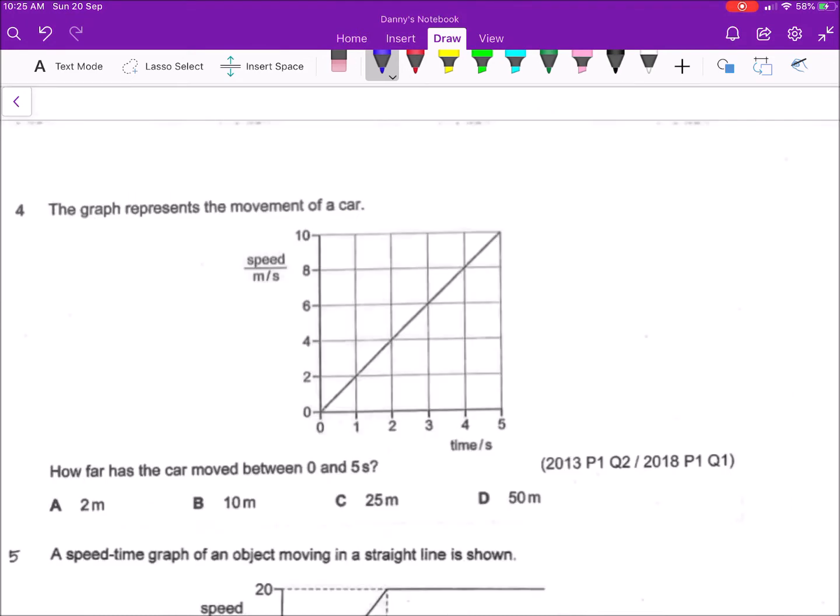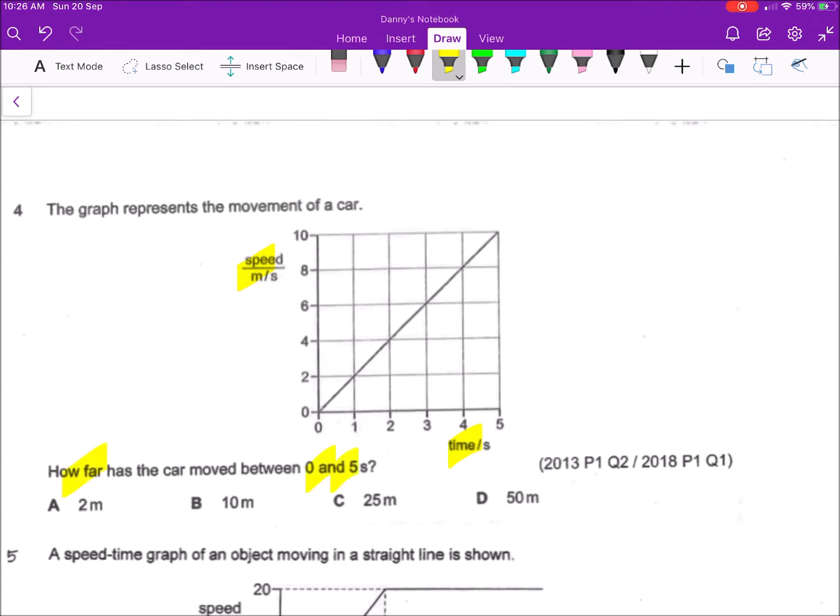Okay, for question 4, it is again a speed time graph, as you can see from the axis. Again, they are asking you to find how far, meaning the distance, between the duration 0 to 5. So how do you find distance on a VT graph? Can you recall? How do you find distance in a speed time graph? Is it the gradient or is it the area? So yes, it is the area, and to find this area, it will become this shaded region.